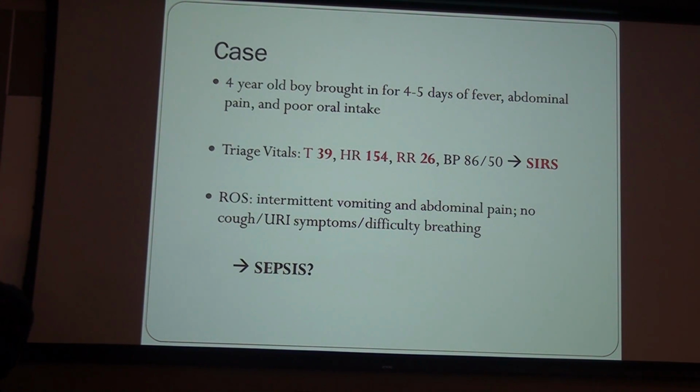So, he's been vomiting, has some abdominal pain. Maybe he has an appendicitis, maybe he has a pneumonia, maybe he just has a viral gastroenteritis. But we think probably he's febrile and we think he has some sort of infection. And so I would say yes, this child is septic.